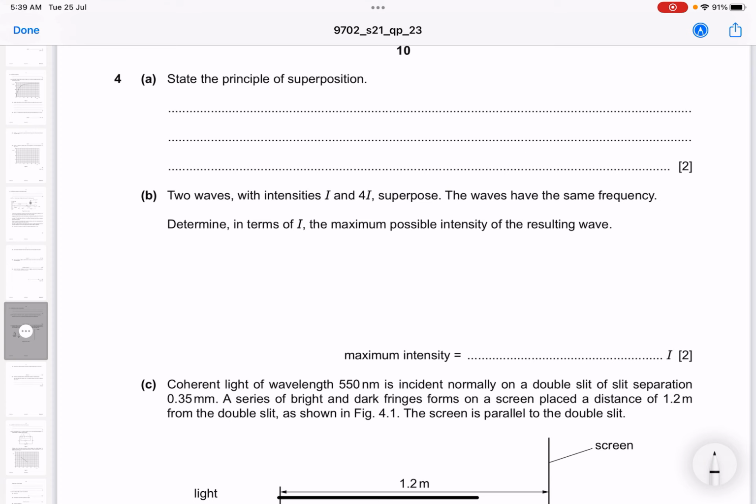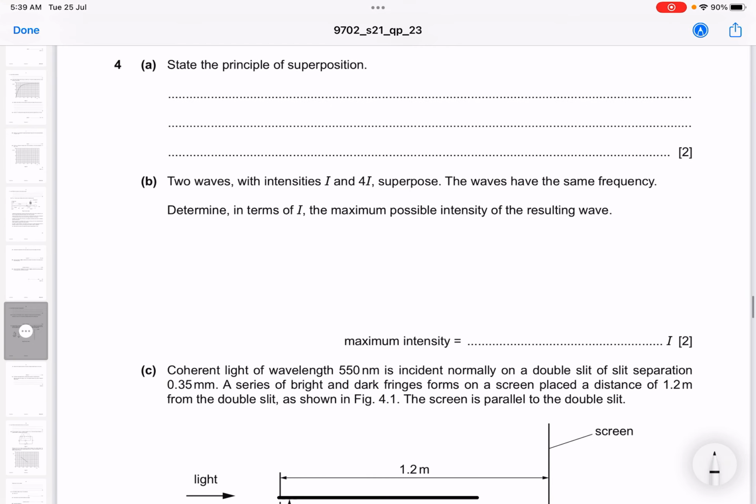Okay guys, so the principle of superposition states that when two or more waves meet at a point, the resultant displacement is actually the vector sum of the individual displacements of those waves at this point. Okay, so for the definitions, guys, I really advise you to memorize them from the mark schemes.